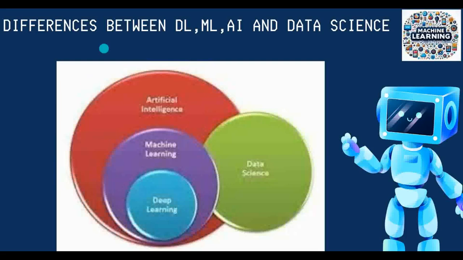So what is the difference between DL, ML, AI and data science? First, deep learning is a subset of machine learning, and machine learning is a subset of artificial intelligence. Without machine learning, artificial intelligence cannot be achieved, and without deep learning, machine learning cannot be achieved. These are one kind of discipline we can say. Data science uses all three technologies: artificial intelligence, machine learning, and deep learning. Data science is basically a very vast field. This is the difference.